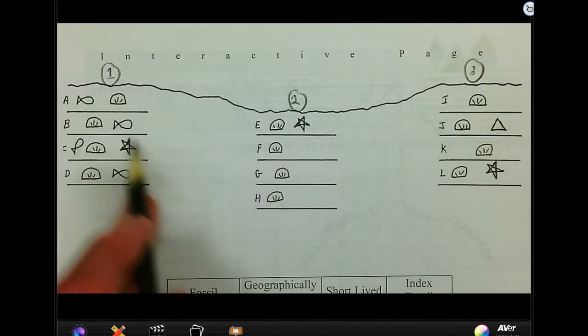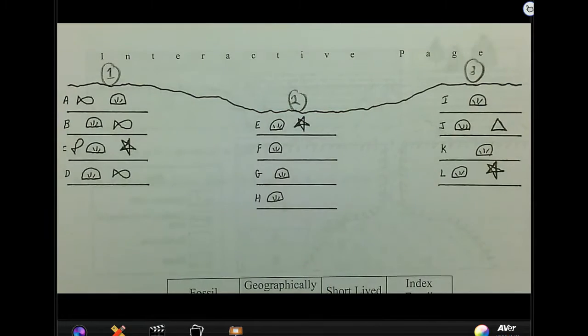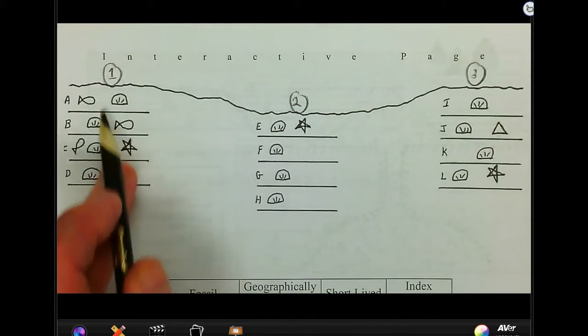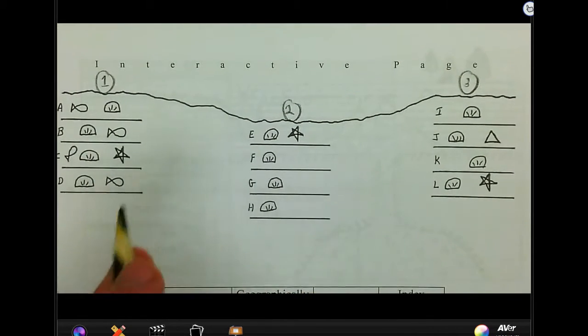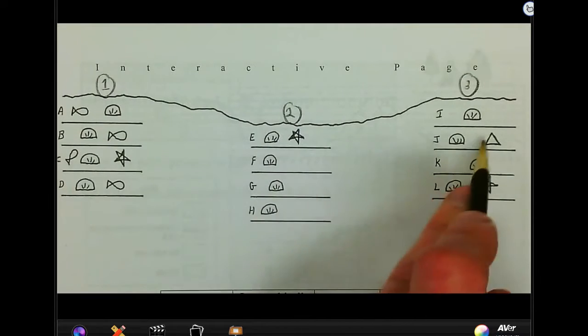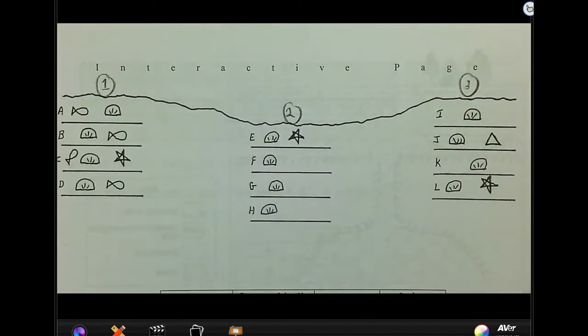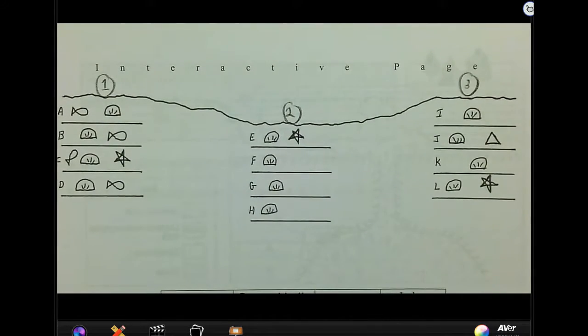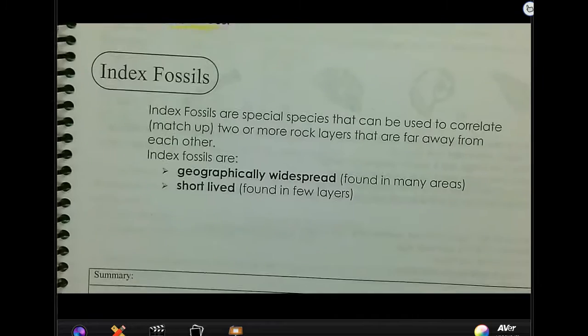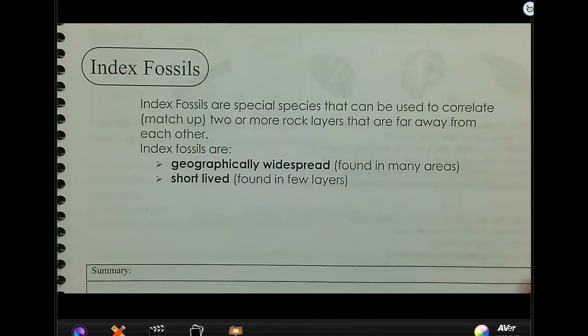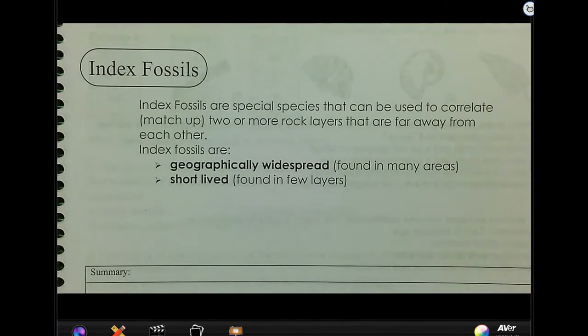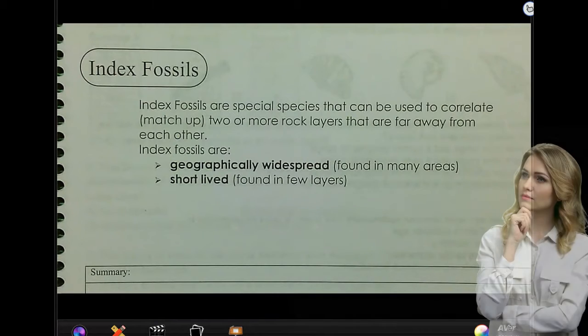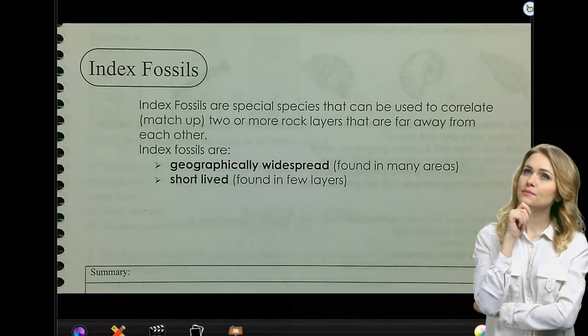Now, we no longer know what the types of the rocks are. The only thing we have to use are these fossils in here. If a fossil is helpful in matching them up from side to side, we say that it is an index fossil. Notice in your notes on page 89, it talks about an index fossil. Index fossils help us correlate rock layers.